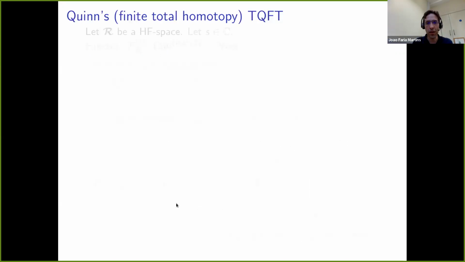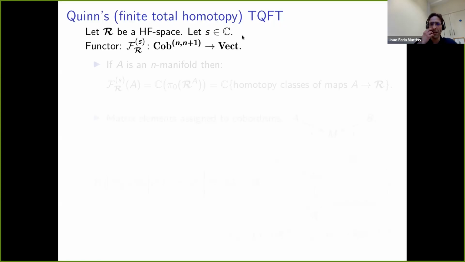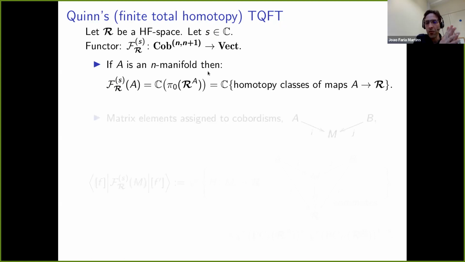Right, so how do you compute this Quinn finite total homotopy TQFT? First of all, there's another parameter, which is the S. It's slightly more flexible. So which vector space do you assign to manifolds? The vector space you assign to the manifold A is pi_0 of the function space of functions from A into R.